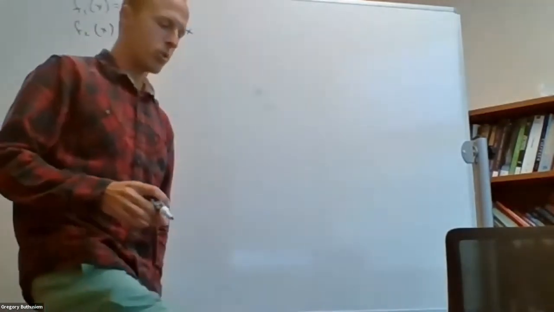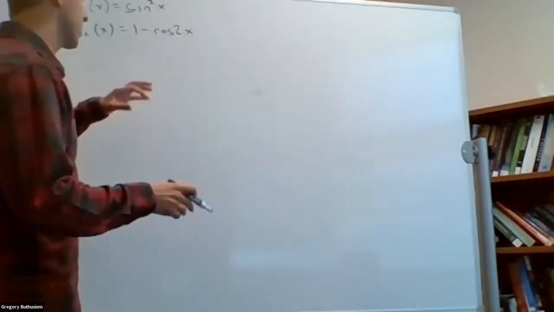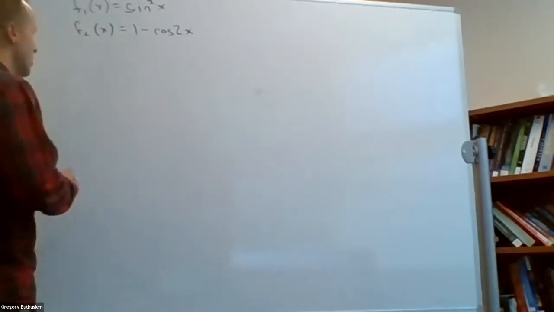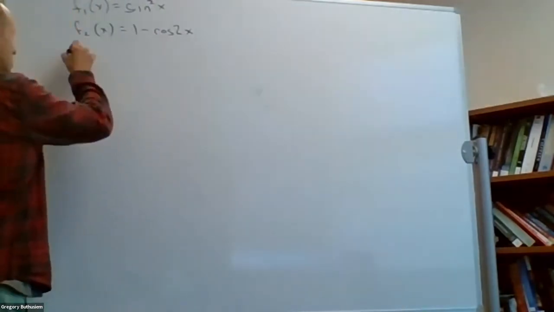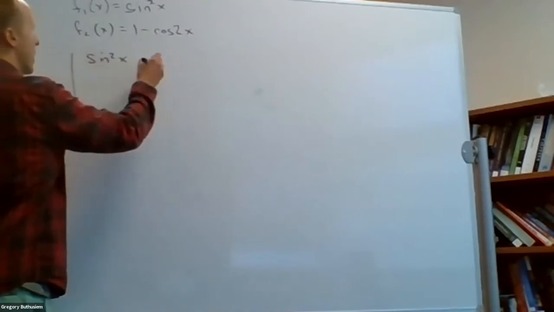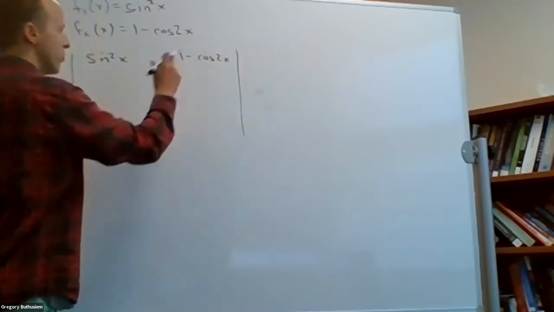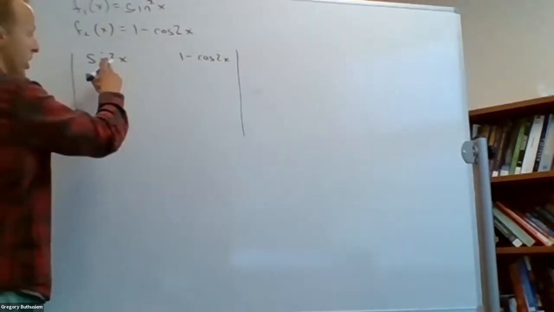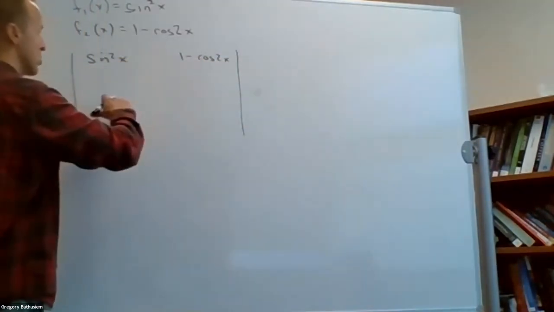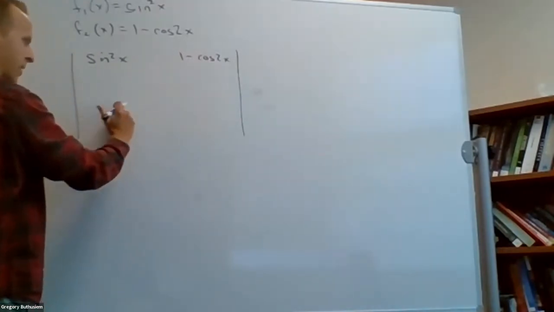Again, you could use just what you learned in trigonometry and mess around with them, see if one can be turned into some form of the other one. But if we simply create a matrix, sine squared x, 1 minus cosine 2x. I have 2 functions, so I need to create a 2 by 2 matrix so that this is square. That means I only have to find one derivative for each one, and now I'll have my 2 by 2.